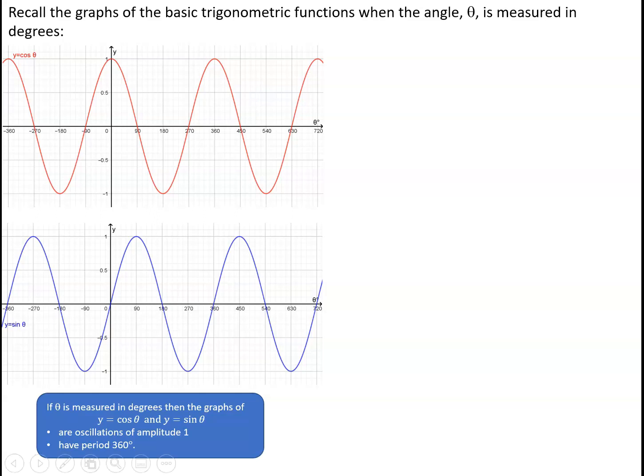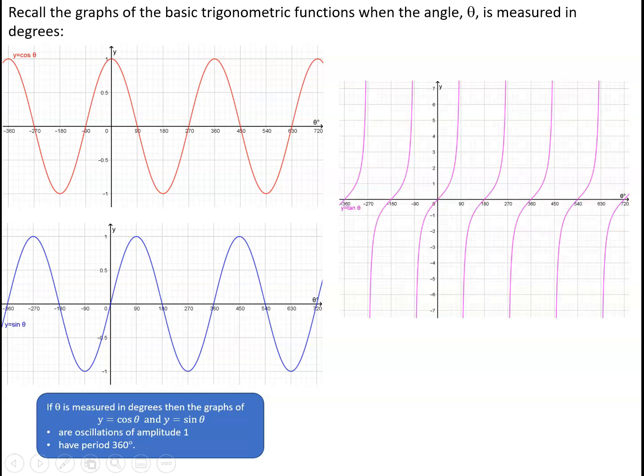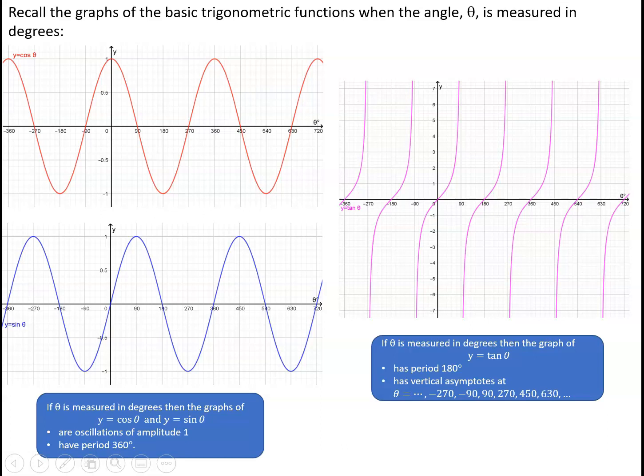And the tangent graph has a period of 180 degrees and it has vertical asymptotes at 90, 270, 450, 630 and so on when theta is measured in degrees.